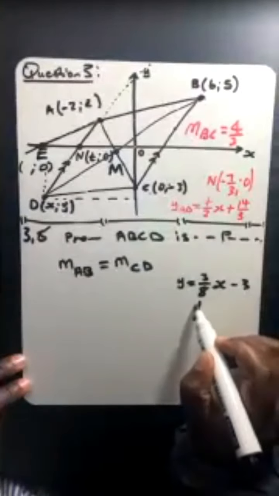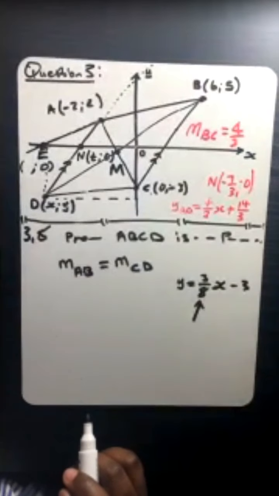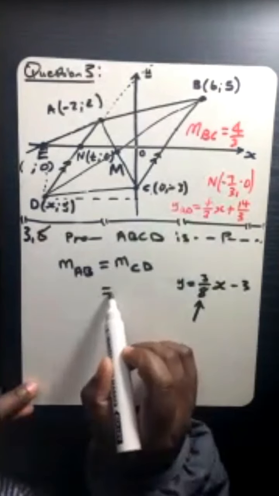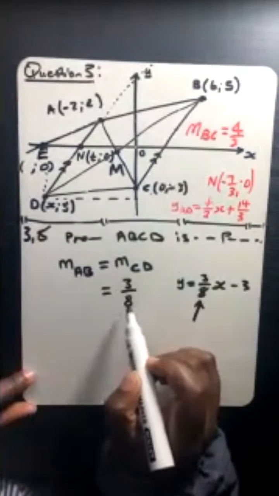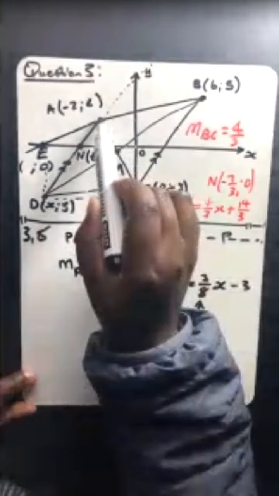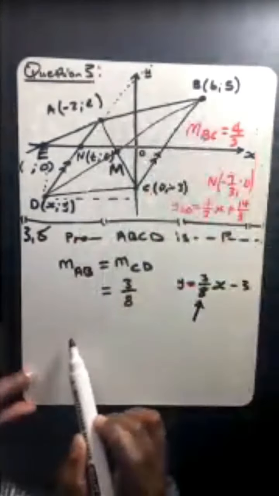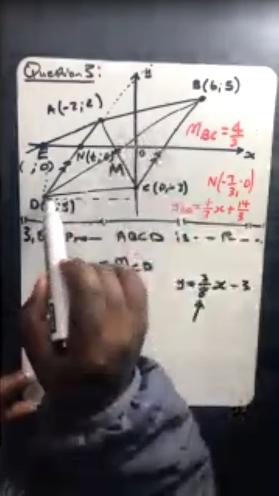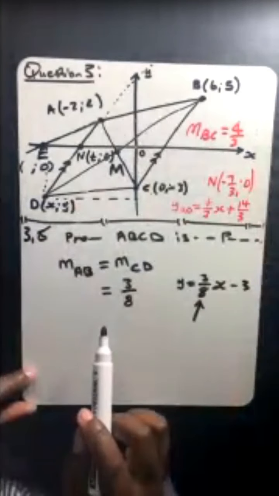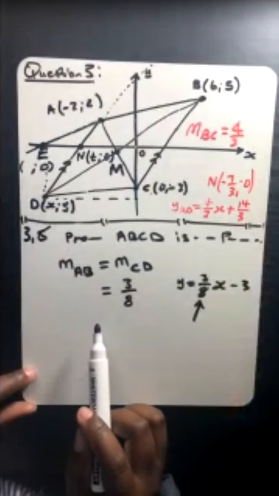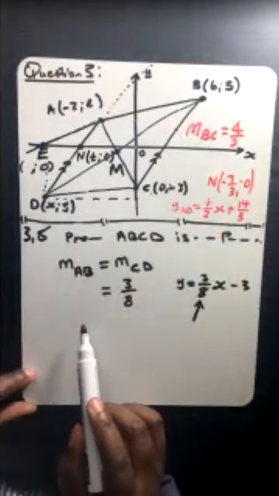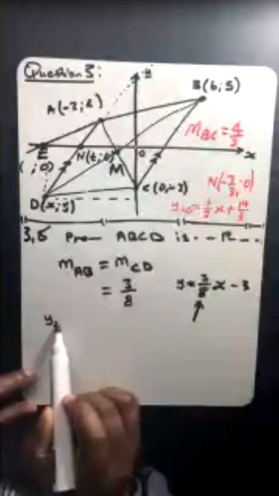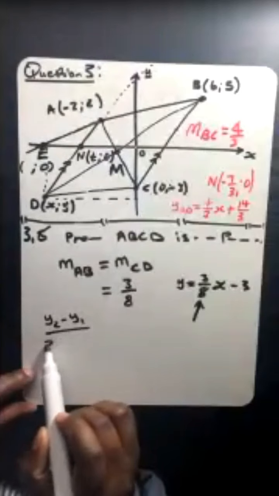So can you see, what is this thing? It's a gradient. Of which line? Of DC, which is 3 over 8. You just need to calculate that gradient and check if you get 3 over 8. If you do, then these two lines are parallel. Therefore, you can conclude that ABCD is a parallelogram. Does it make sense, guys? Yes, sir.